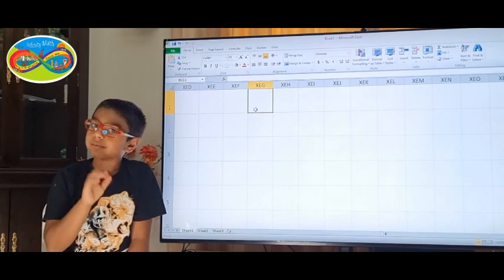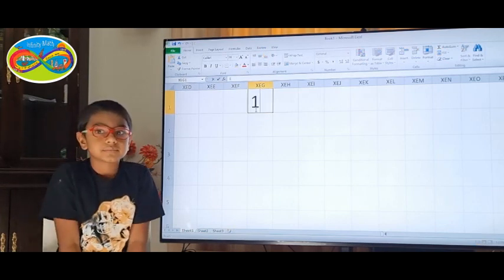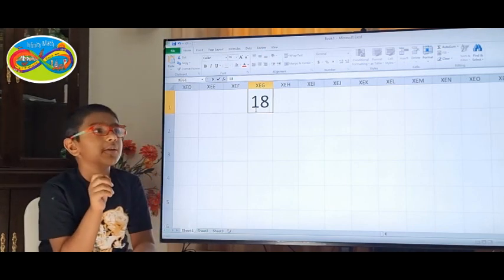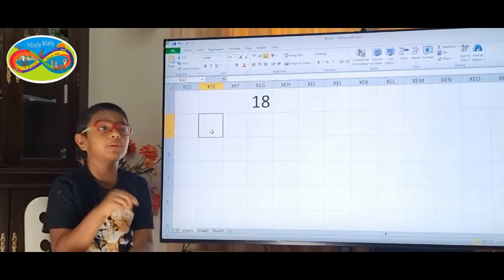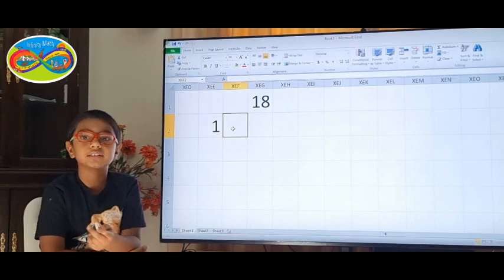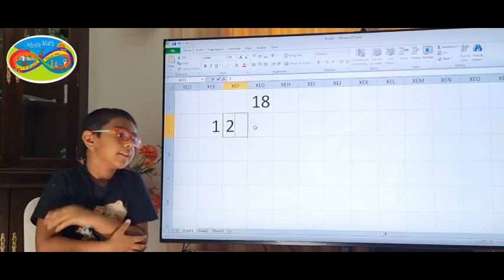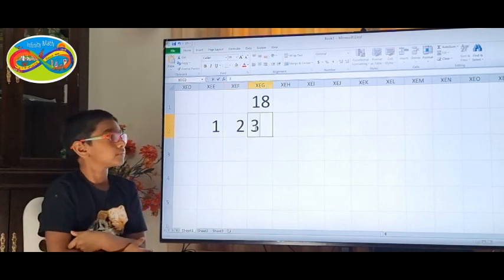So let's take another example. The number 18. Let's start with 1. 18 divided by 1 is 18, so 1 is a factor. 2: 18 divided by 2 is 9, so 2 is a factor. 18 divided by 3 is 6, so 3 is a factor.